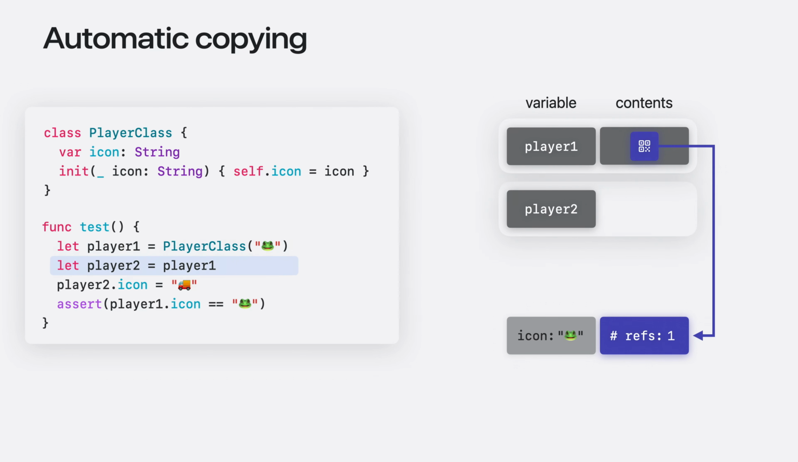In the next statement, player 2 is the same as player 1. So that means the reference is copied, not the object itself. This is sometimes called a shallow copy, which is very quick. Since both players refer to the same object, changing the icon will change it for both. So, this assertion does not hold. Notice how copying worked the same in both cases. The only difference is whether you're copying a value or a reference.